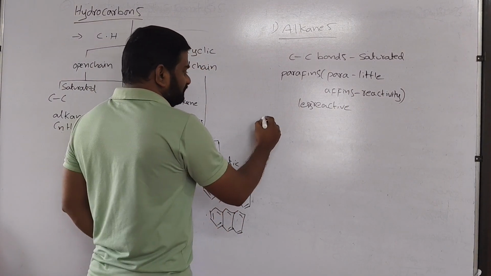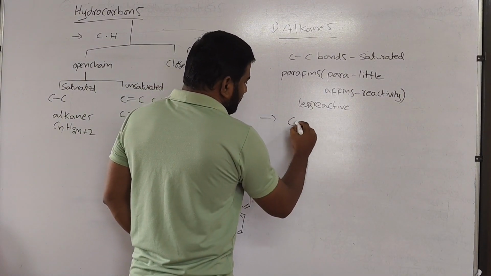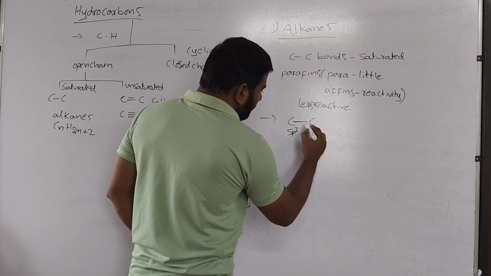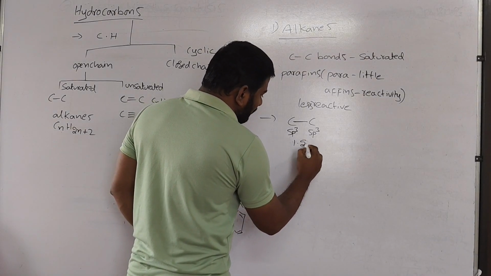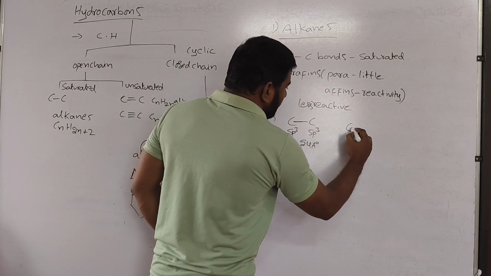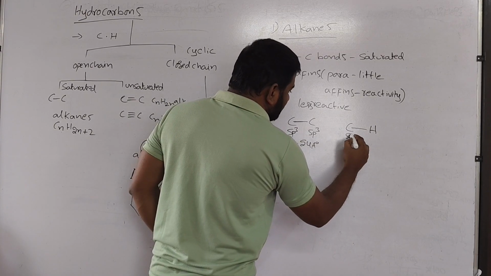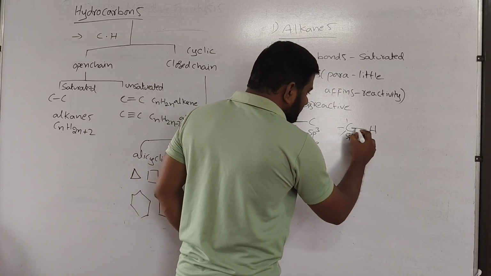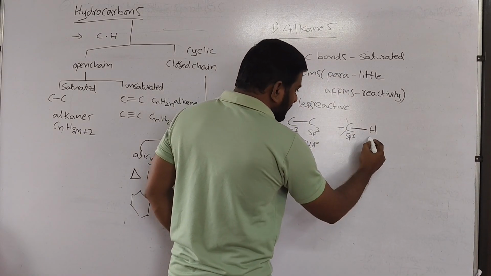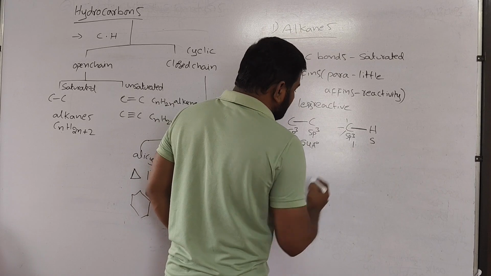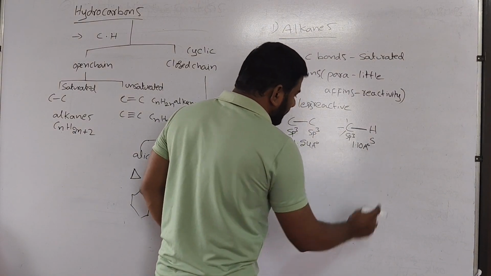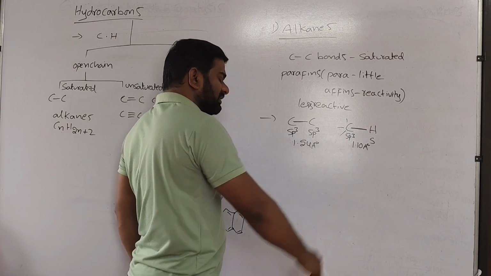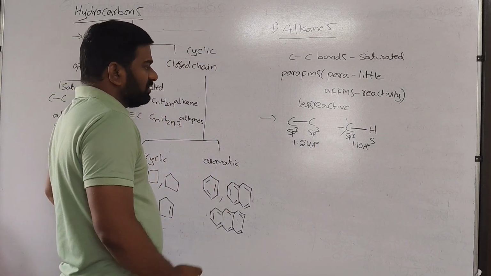Next, in alkanes the carbon-carbon single bond is formed by sp3 overlapping, and the bond length is 1.54 angstrom units. The carbon is an sp3 carbon, and the CH bond is formed by sp3-s overlapping, and the bond length is 1.10 angstrom units. In this way, those two bonds are formed.